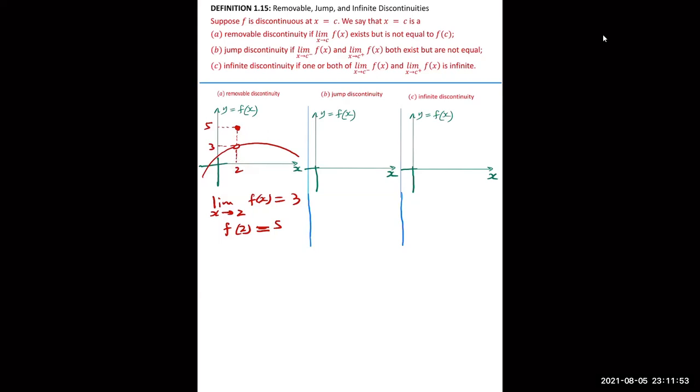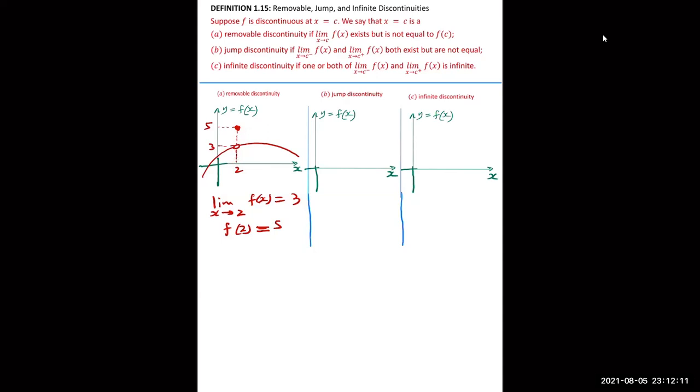Removable discontinuity means you remove this point and place it somewhere else. Okay, that's the simple meaning of removable discontinuity. You remove that point and place it up there, or somewhere down here. That kind of discontinuity is called a removable discontinuity.